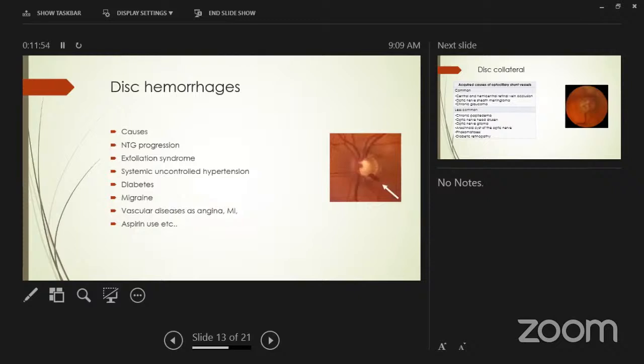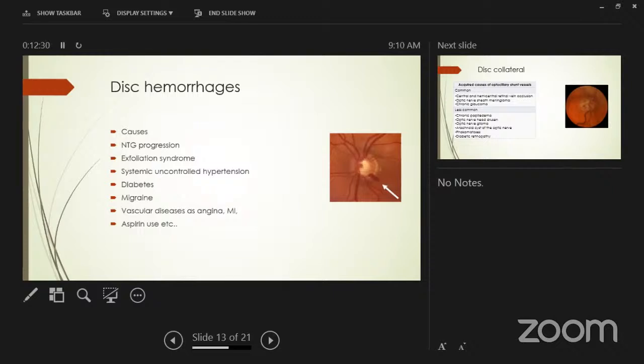Okay, next come the disc hemorrhages. Disc hemorrhage is one of the important findings that we usually have to rule out. A few of the important causes for disc hemorrhage are normal tension glaucoma progression. Here the only finding in a patient with normal tension glaucoma may be the disc hemorrhage, but along with that there will be a nerve fiber layer defect, so we have to look at the glaucoma field evaluation in normal tension glaucoma to rule out progression of the glaucoma.